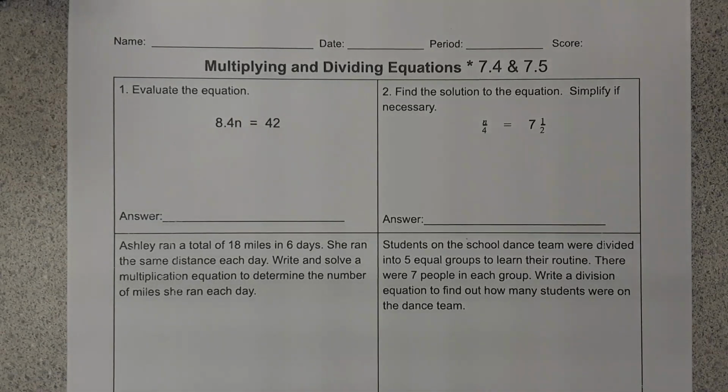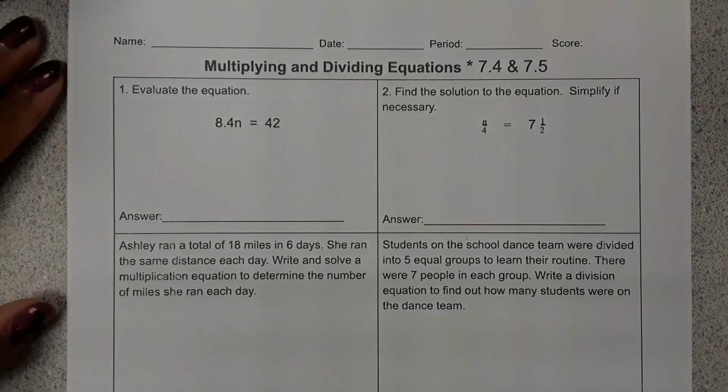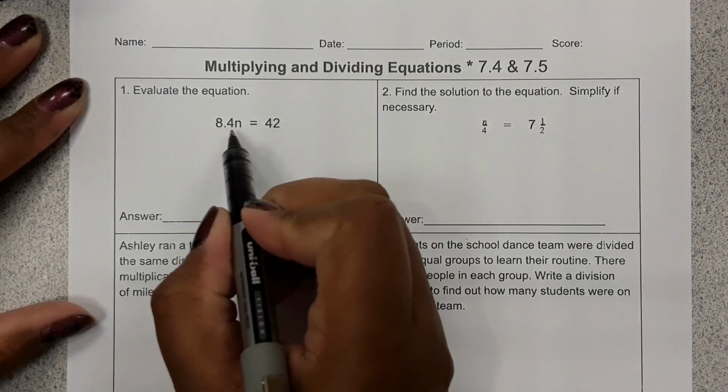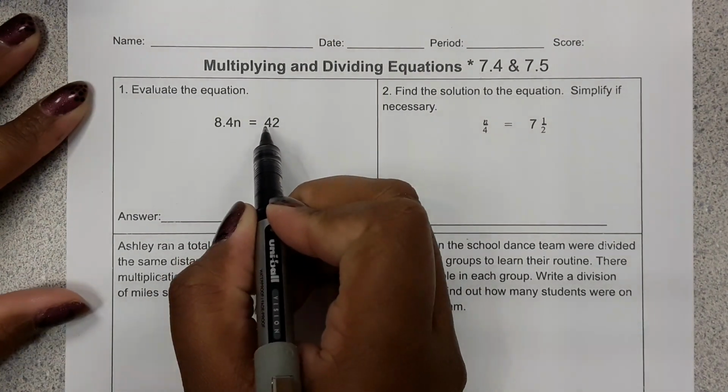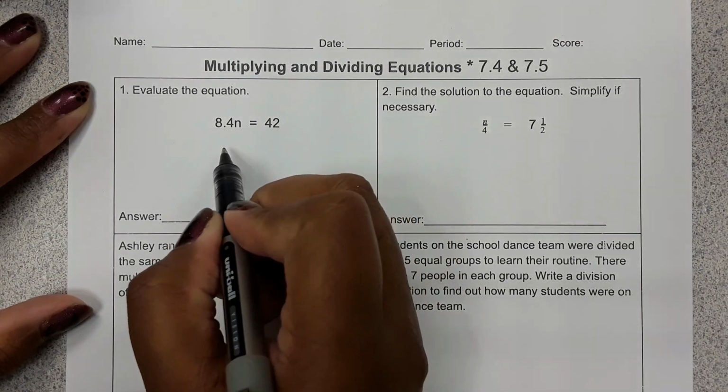We are set to do our test corrections for our multiplying and dividing equations quiz. All right, starting with number 1. We have 8 and 4/10 n equals 42. This means 8 and 4/10 times n equals 42. We're going to try and figure out what that number is.